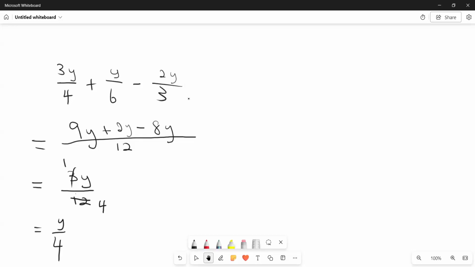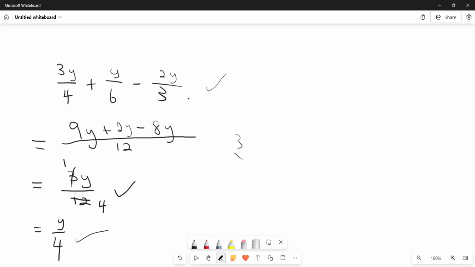Third question. If you should leave your answer at 3y over 12, would you still get your marks? Well, that depends. If I give you a question to write out the answer, and you stop here, and the question gives maybe 3 marks, you may lose a mark for not simplifying here.